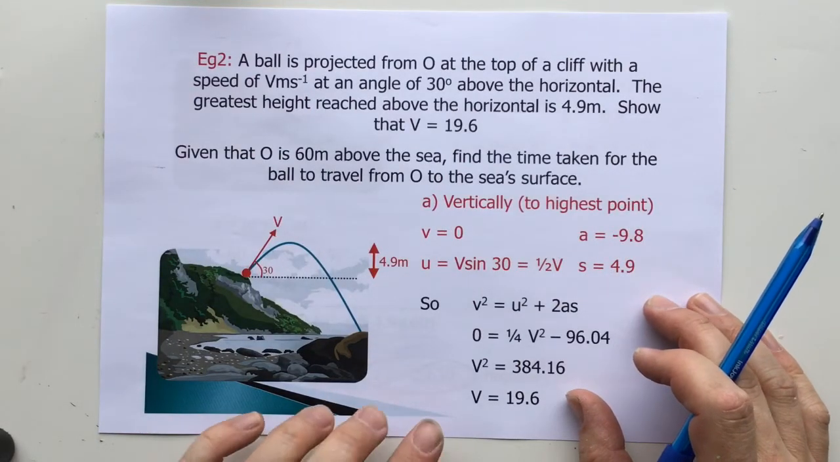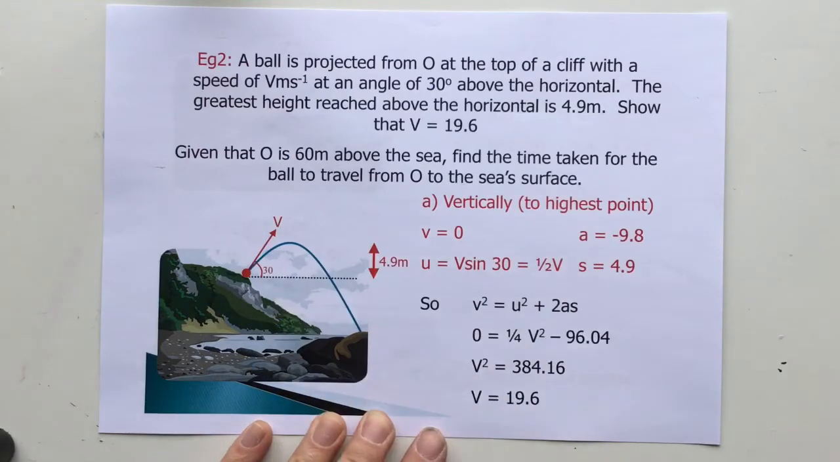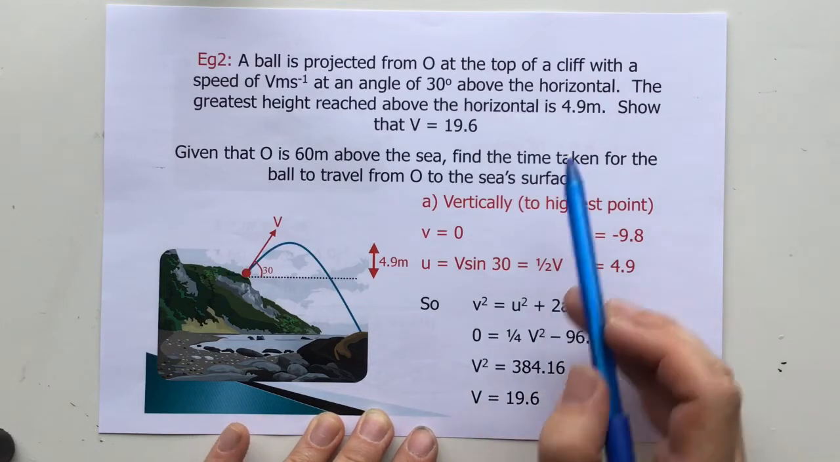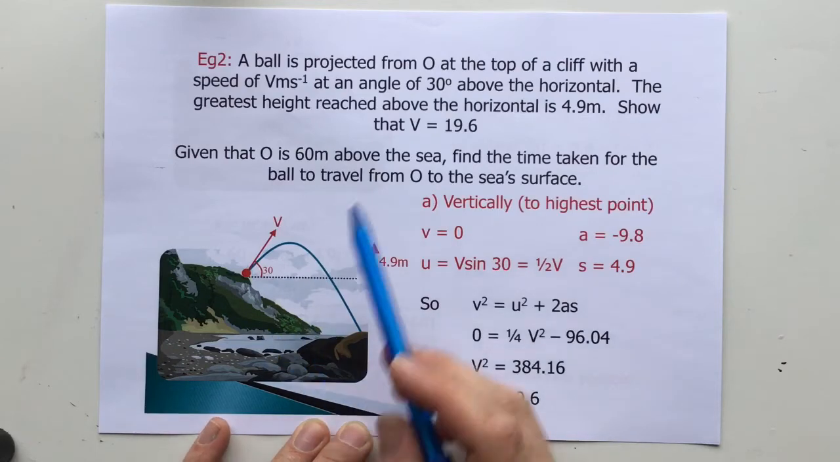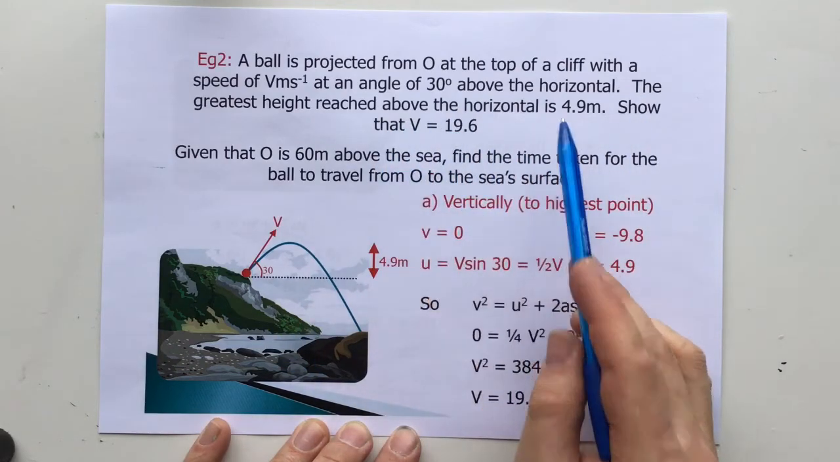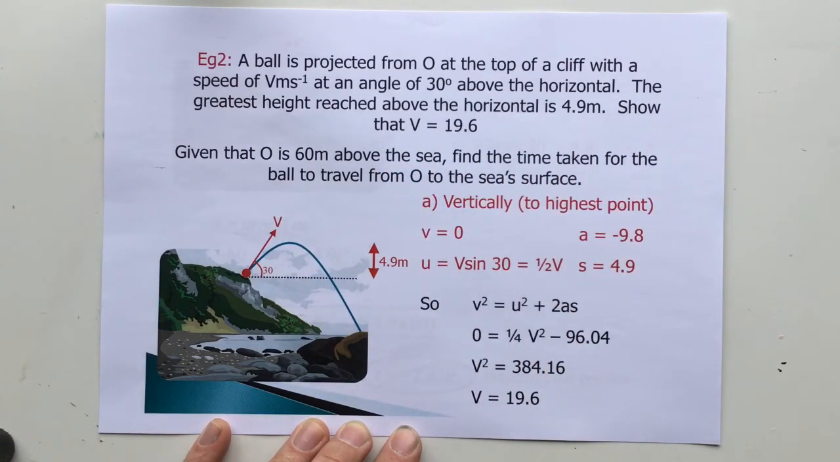Second example. This time a ball is projected from O at the top of a cliff with speed v meters per second at an angle of 30 degrees. So this time we don't know the speed, but we do know the angle. The greatest height reached above the horizontal is 4.9 meters. Show that v is 19.6. And given that O is 60 meters above the sea, find the time taken for the ball to reach the sea's surface.